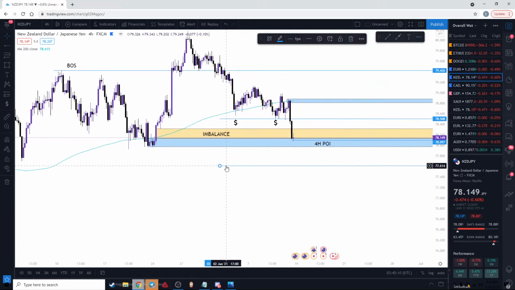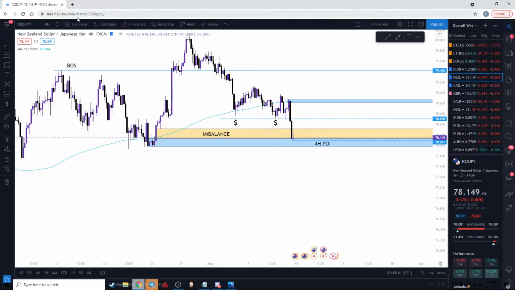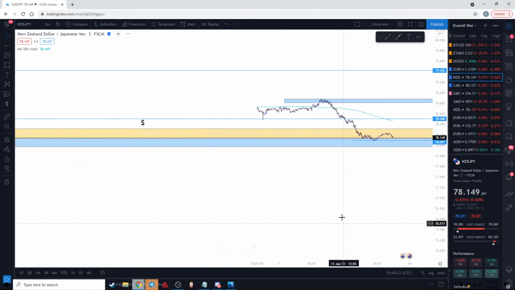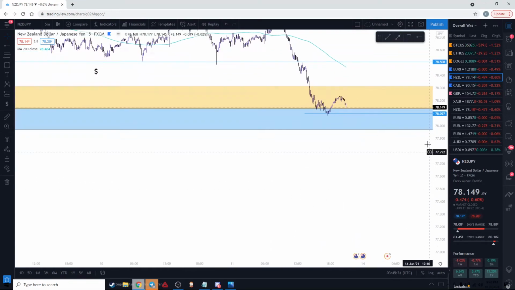So basically, where did this line come from? What I'm looking for, guys, when it comes into this point of interest, which it did, is, let me go ahead and drop down to the 5 minute, which is usually what I do. I'm just going to show you guys exactly what I do.